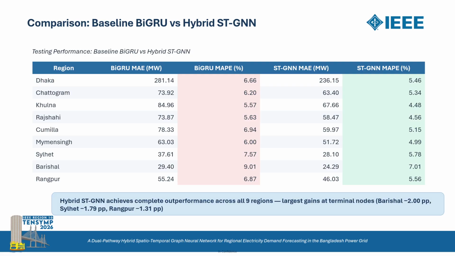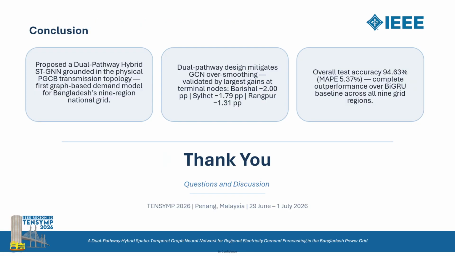This slide is the direct head-to-head against the existing state-of-the-art bidirectional baseline on the same test set. The result is clean. Our model wins in every one of the 9 regions on both error metrics. And once again, the largest gains concentrate at the peripheral regions. This confirms our central claim: embedding the physical transmission topology while protecting local signals through the dual pathway is what delivers the improvement.